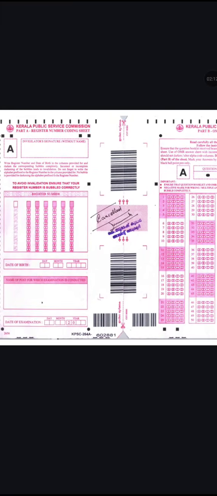The exam duration is as given in the admit card, 1 hour 15 minutes. We will have 100 questions, and this will be the OMR sheet given to you. This is a mock, and this is the exact OMR sheet you will be getting in the exam hall.